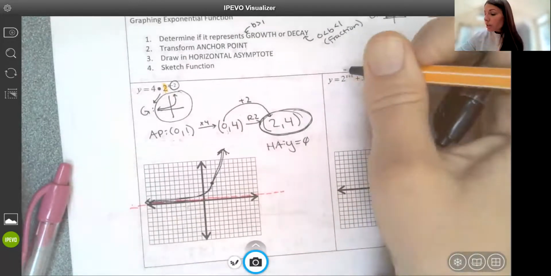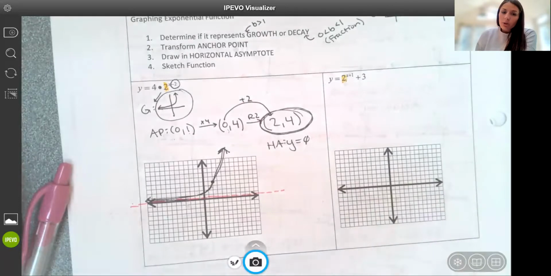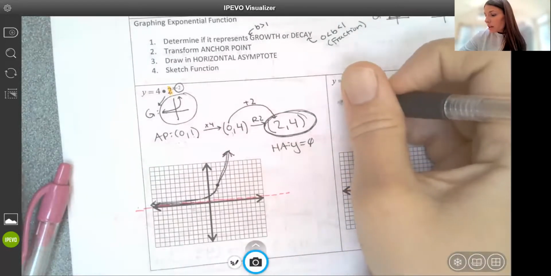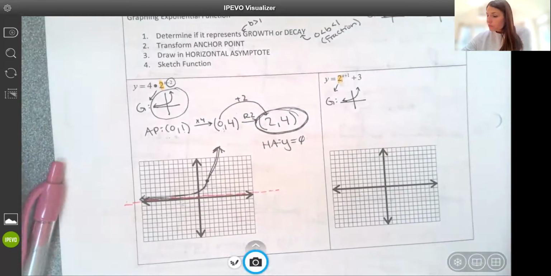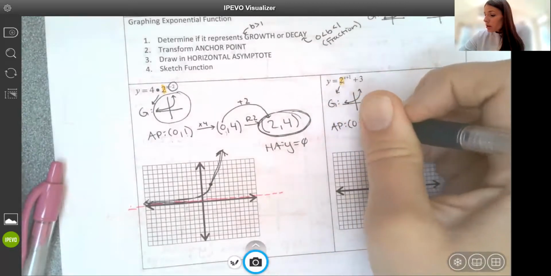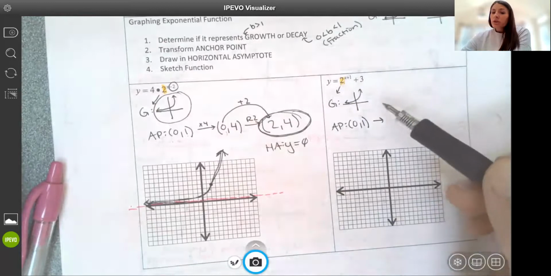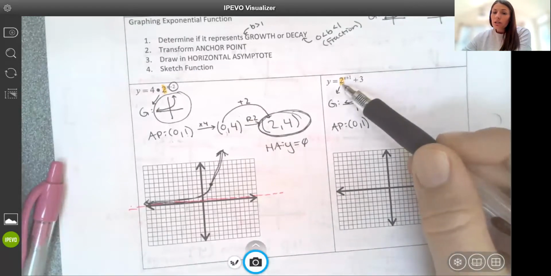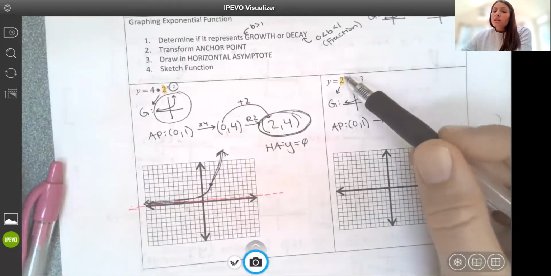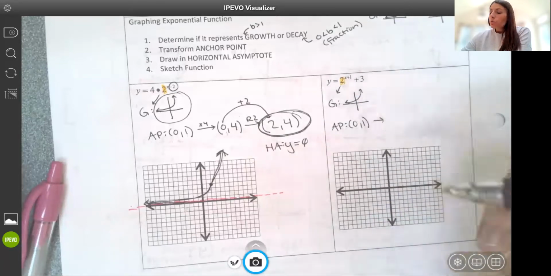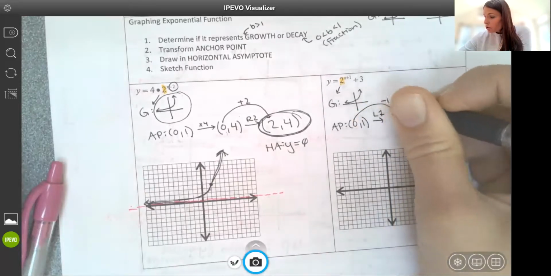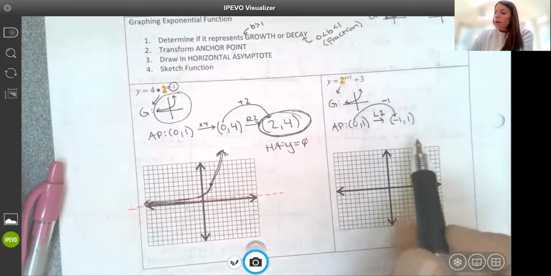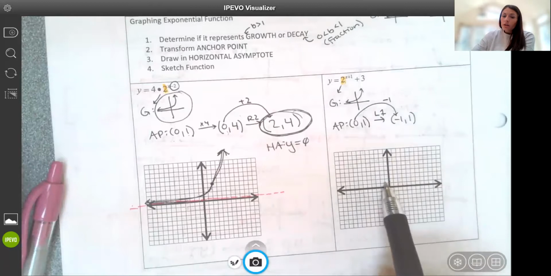So next function, again, this 2 is not a multiple out front. This is just our base. So that tells us, because 2 is greater than 1, that that's a growth graph. Okay. Now I'm going to take my anchor point, start it at 0, 1, and work my way through the transformations. So the first transformation I see is an x value shift, and it's going to be opposite of what we have here. So I'm going to go to the left one, or I'm going to take this x value and subtract 1 from it. And now my anchor point moved from 0, 1 to -1, 1. I moved over left 1.